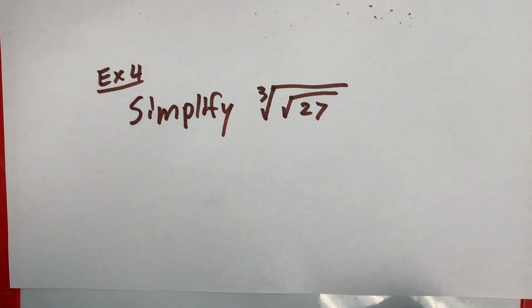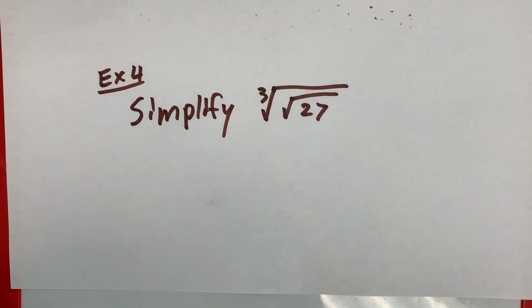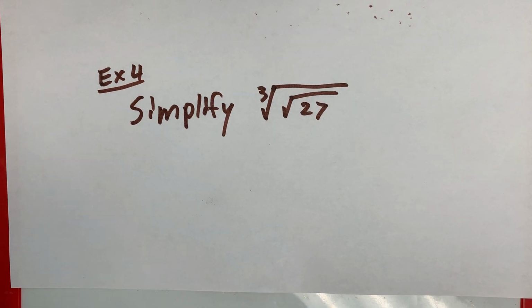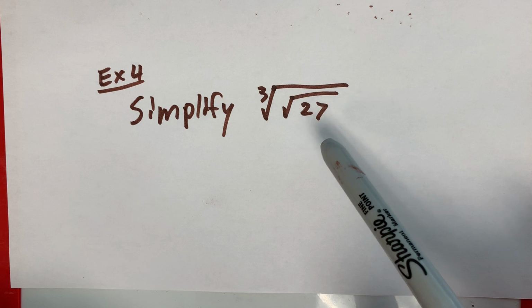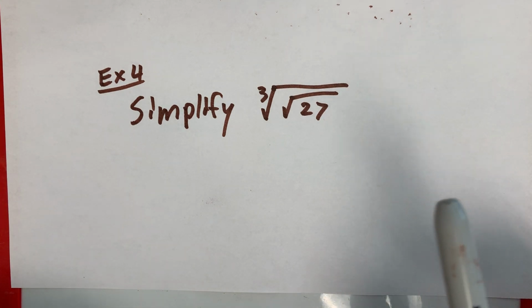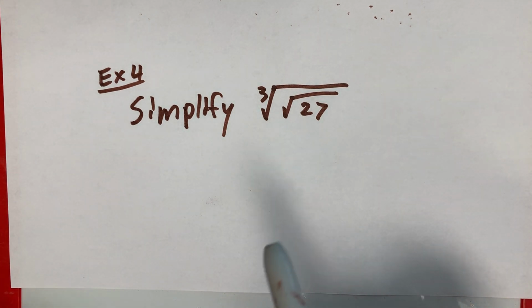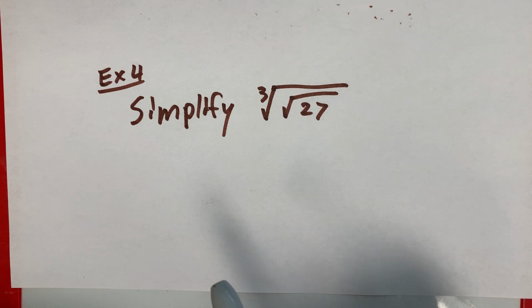So in this video, we're going to take a detour from the methodologies we've been using so far to talk about how we deal with radicals of radicals. In this case, we're looking to simplify the third root of the square root of 27. When we're dealing with this, we're going to want to convert to an exponent so we can simplify as much as possible.